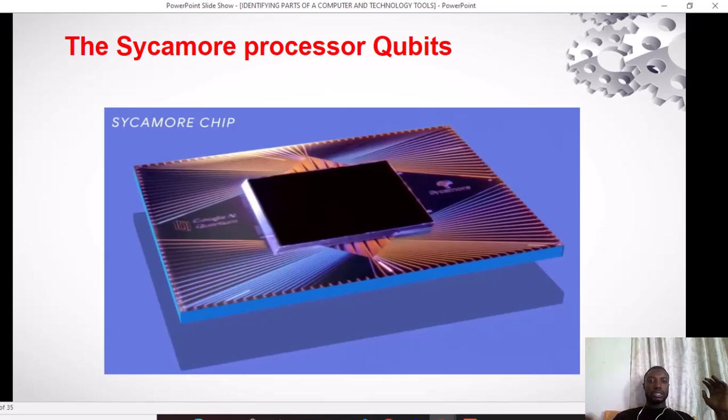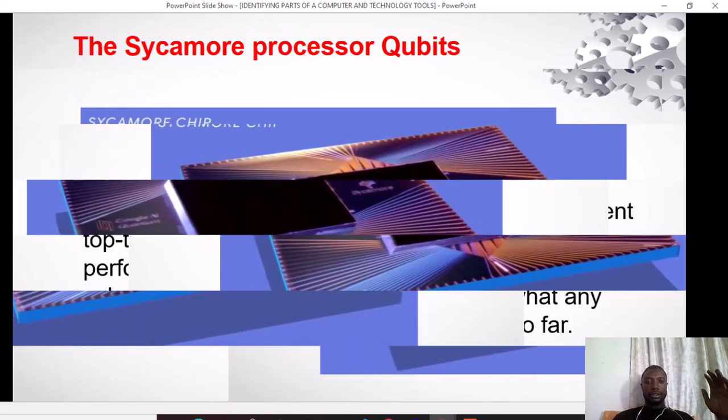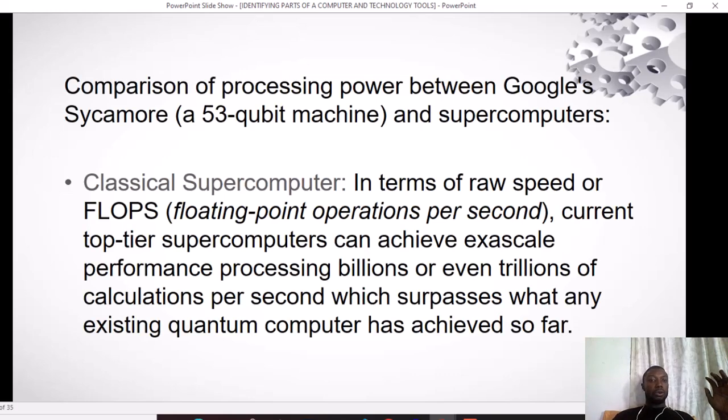Let's look at the comparisons. The comparison of processing power between Google Sycamore, which is a 53 qubit machine, and supercomputers. Let's take classical supercomputers. In terms of raw speed or FLOPS, which is floating point operations per second, current top-tier supercomputers can achieve performance processing billions or even trillions of calculations per second, which surpasses what any existing quantum computer has achieved so far.